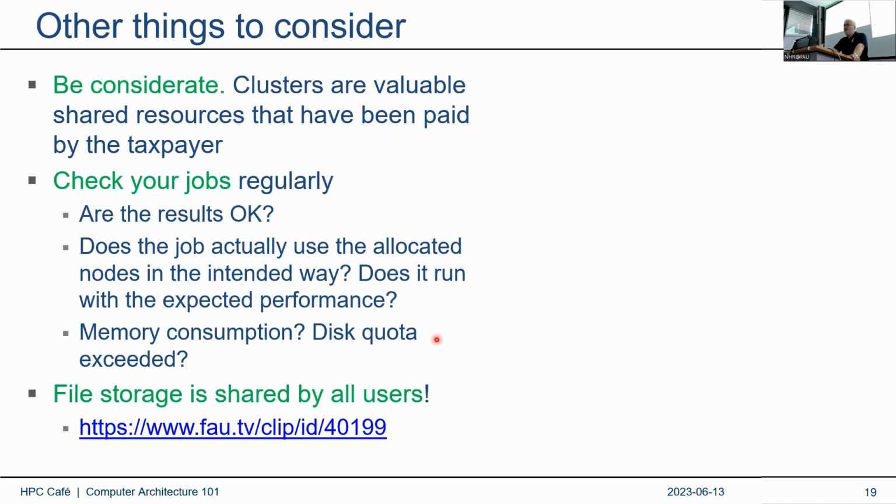One frequent problem with jobs that terminate early is disk quota. If you're at your disk quota and you cannot write anymore, then of course the job will usually fail. File storage is shared by all users, as I said in the beginning. So that's the one resource that if you use it, nobody else can use it at any particular point in time.